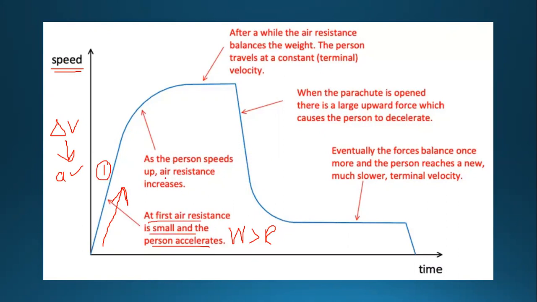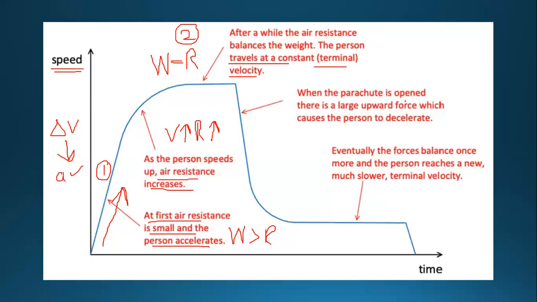As the person speeds up, the air resistance now starts to increase. जैसे जैसे आपकी speed increase होती है, air resistance also starts to increase. After a while, the air resistance balances the weight. This is the case number 2, जहाँ पे आपका weight equal to air resistance हो गया है, and the person now travels at a constant terminal velocity.